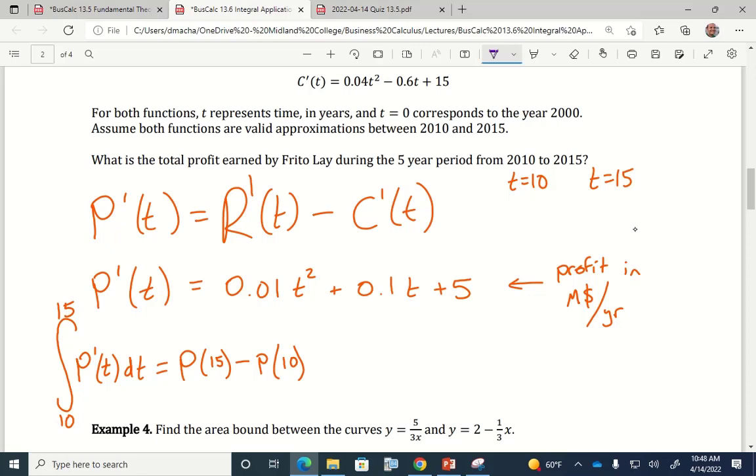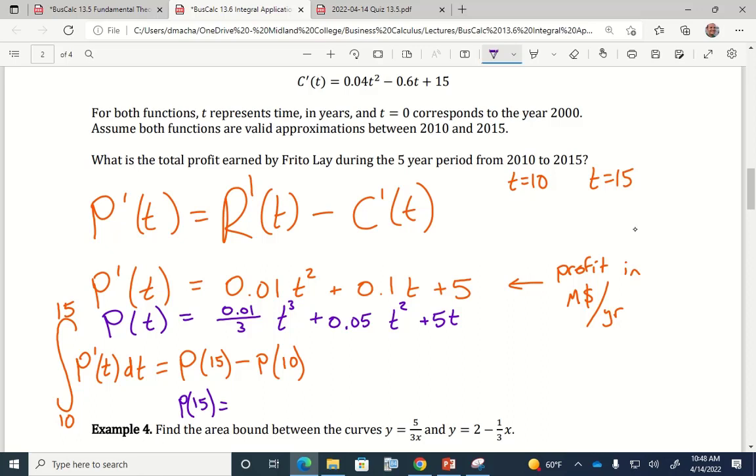So I need to find the antiderivative of P prime. I'm just going to call it P. Well, t squared is going to become t cubed, and then I divide by 3, so it's 0.01 over 3. And then t is going to become t squared, and I divide by 2, so that's 0.05 over 2. And then that 5 is going to become 5t. Then you plug in 15, and we find that P of 15 would involve 15 cubed, which is a large number.